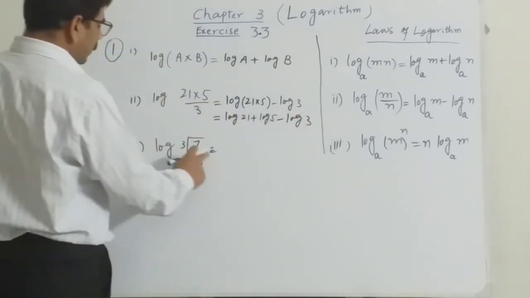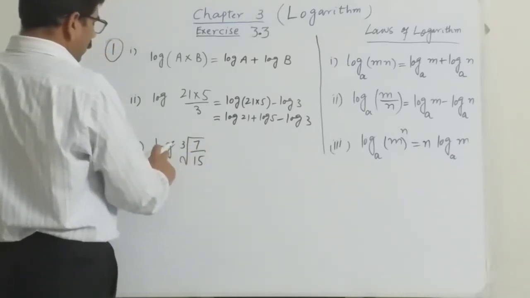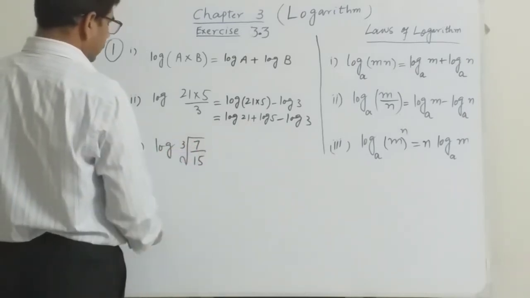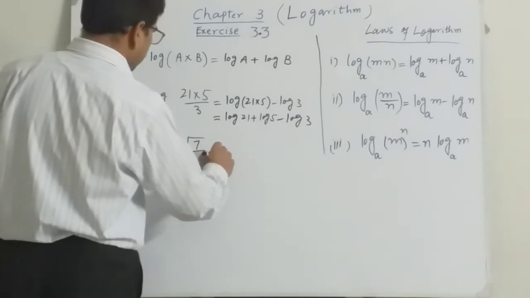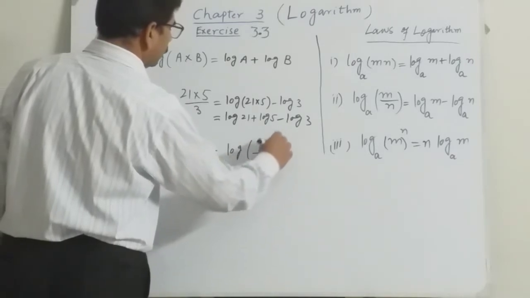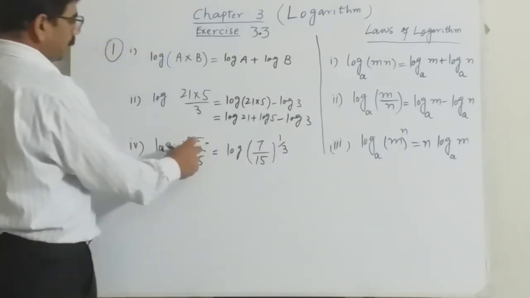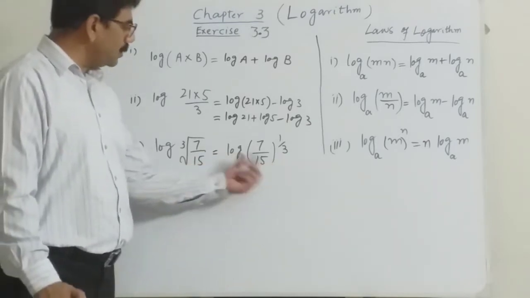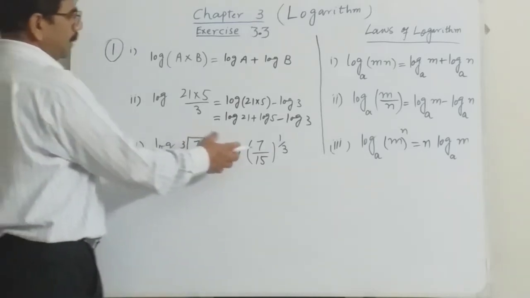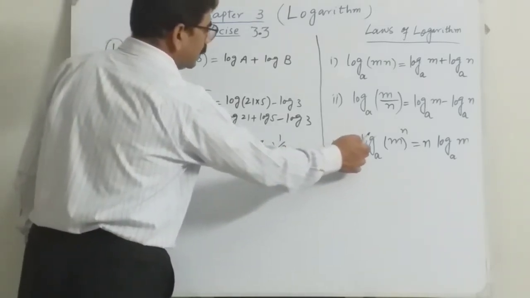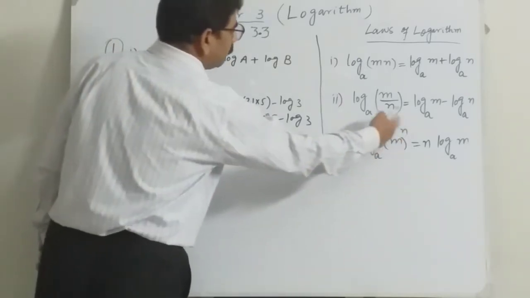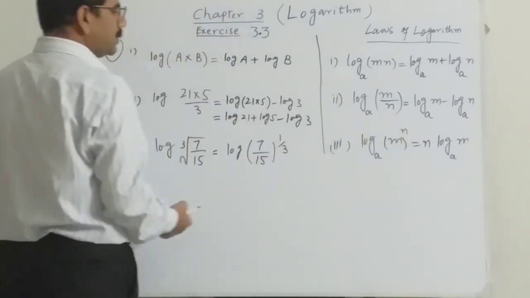Now in fourth part of this question, we have to express log of 7 over 15 cube root as sum or difference. Now this number can be written as log of 7 over 15 whole power 1 over 3. This was radical form, and in exponential form or in index form we can write this number in this form. Now applying third law, when we are given logarithm of power of some number, then power will be multiplied by the logarithm of that number.